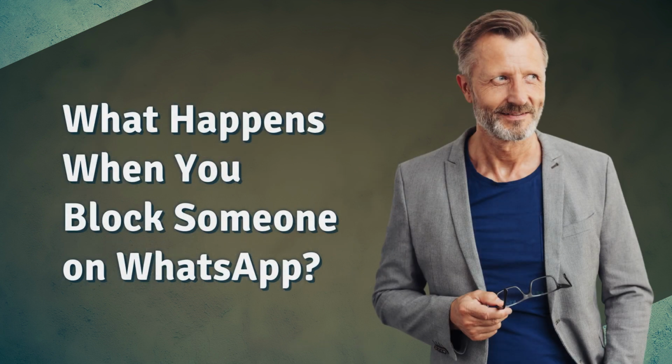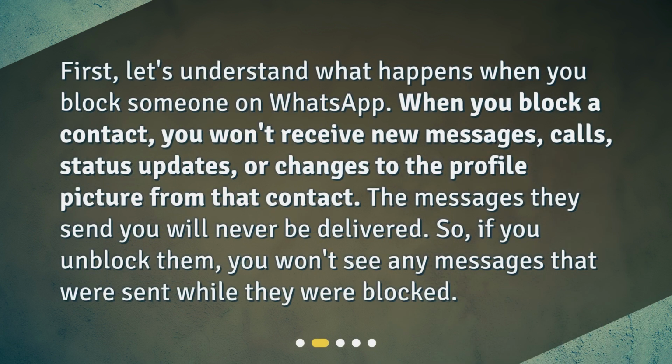What happens when you block someone on WhatsApp? First, let's understand what happens when you block someone on WhatsApp. When you block a contact, you won't receive new messages, calls, status updates, or changes to the profile picture from that contact. The messages they send you will never be delivered. So, if you unblock them, you won't see any messages that were sent while they were blocked.